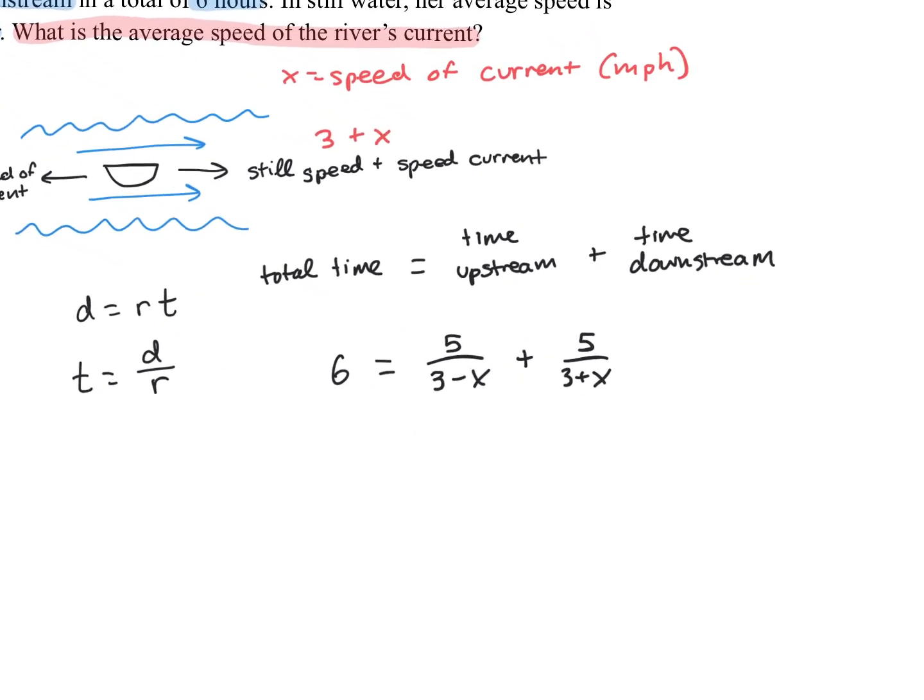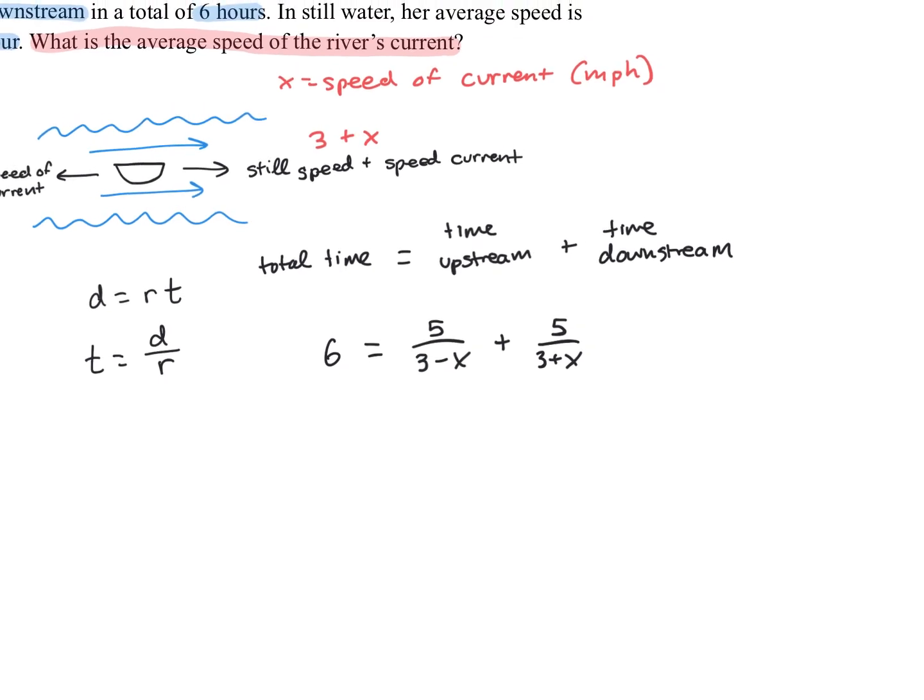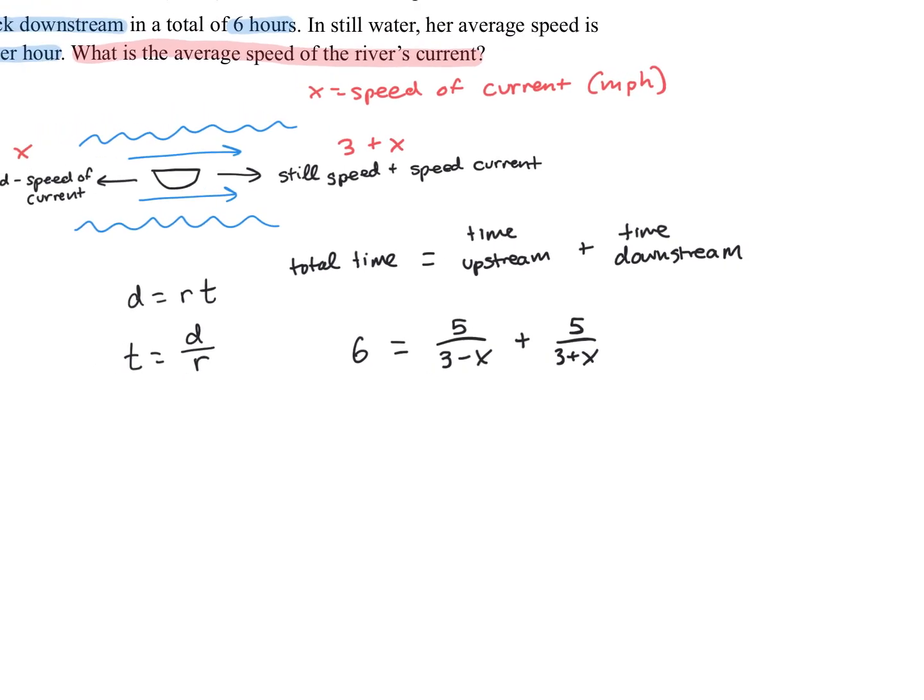So you can see here that we have a rational equation that we're solving. So for this, we can solve it just like in example 2. We can multiply every term by our LCD, which in this case is 3 minus x times 3 plus x. And let's see what we get.